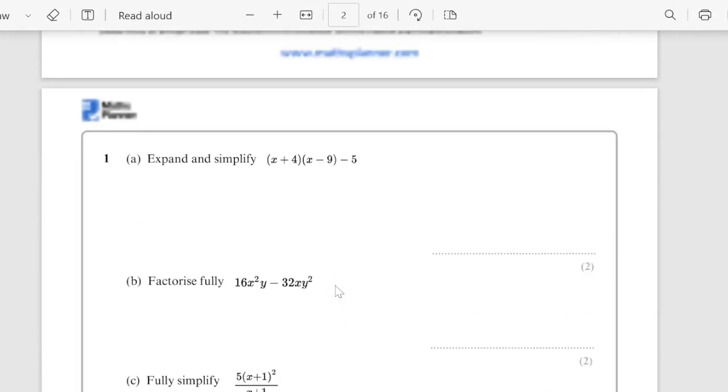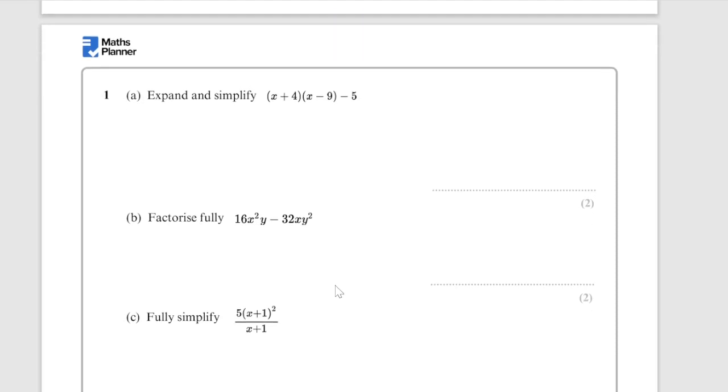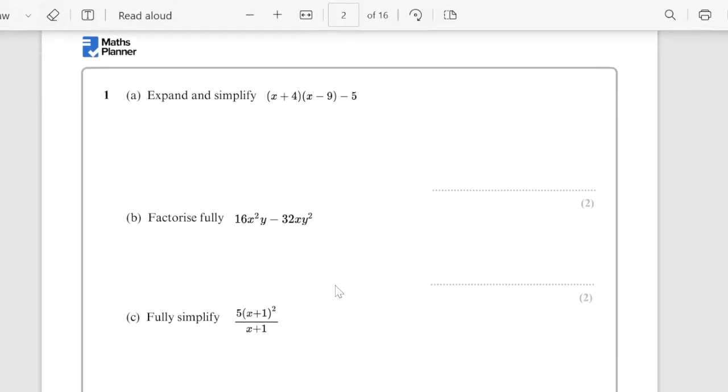Right, question 1. So we've got our expand and simplify. So for this, I'm going to expand the bracket first of all, and then I'm going to simplify. So if I expand that, I would get x squared minus 9x plus 4x, and then minus 36, and then I've still got to subtract 5 from that. So when I simplify that, I'm going to get x squared minus, I've missed my x off there, minus 5x minus 41.